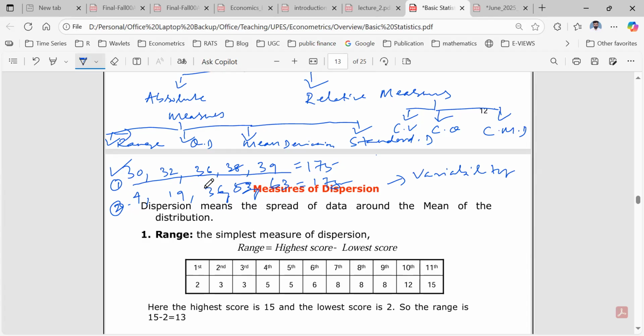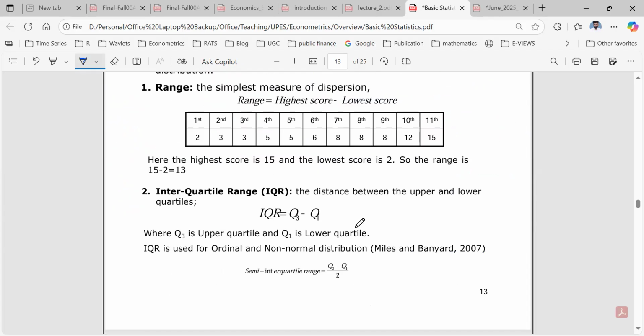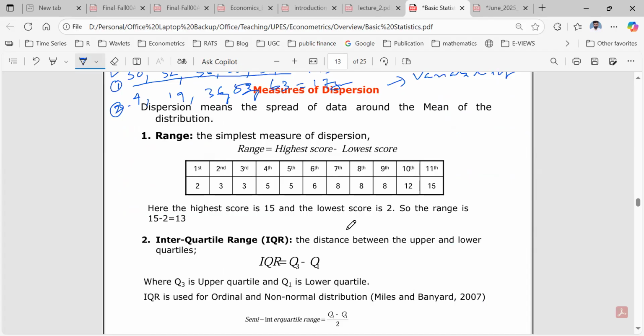And also, dispersion is ideally designed to give a numerical value to the extent to which individual observations vary from the average value. Is it clear? Yes, sir. Okay, so dispersion is very important because this is going to come every time. You can see over here.